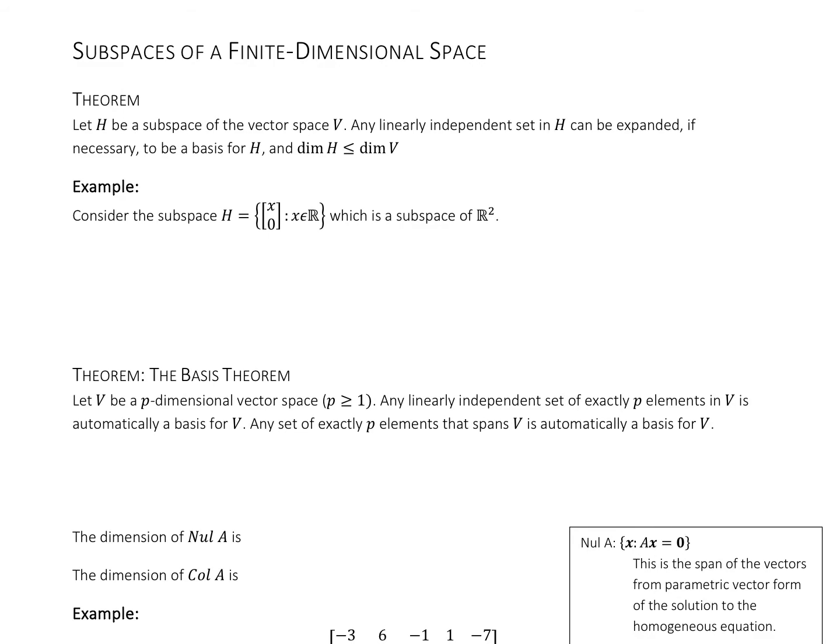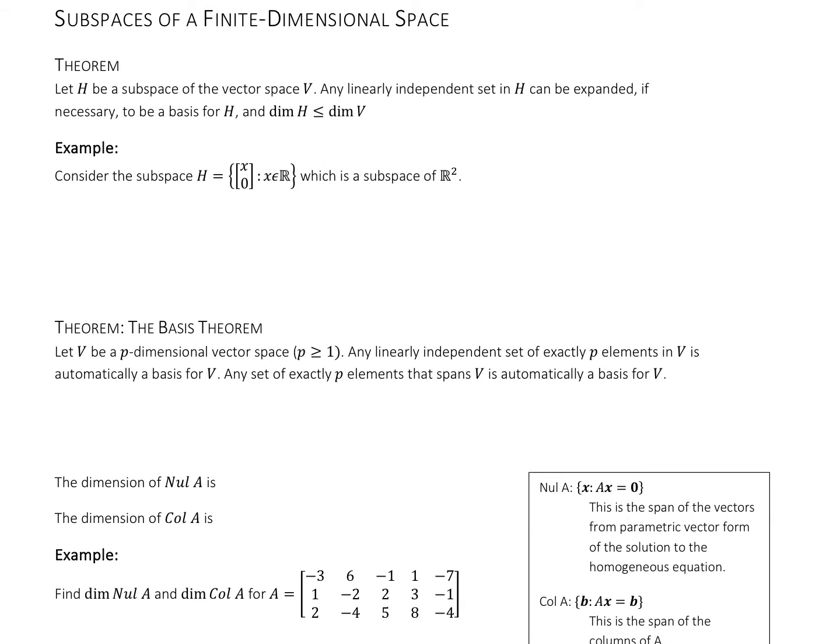Okay, here's my next theorem that says if H is a subspace of vector space V, any linearly independent set in H can be expanded to be a basis for H. And if necessary, we might not need to expand it. But remember, in order for it to be a basis, I have to meet those two qualifications, right? The span of those elements needs to equal H, and the elements are all linearly independent.